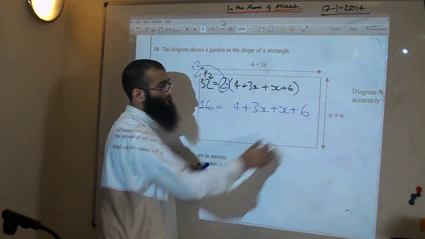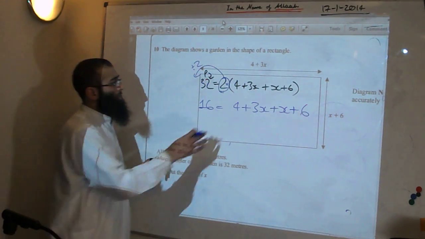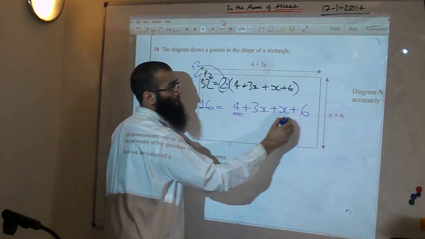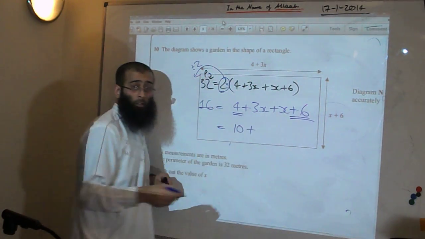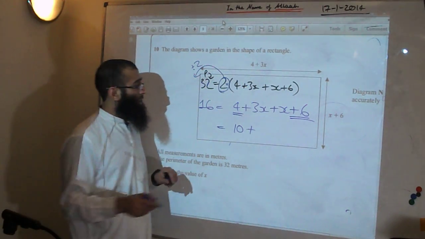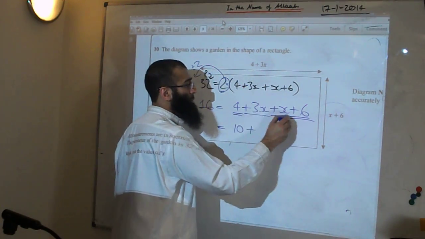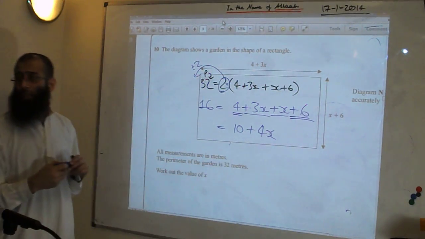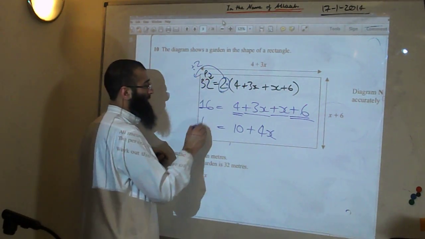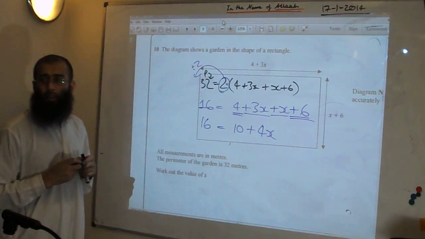Now we need to simplify this. Okay. So Samia, we have 4, add 6. 10. Mashallah, that's good. Okay. Right, next with Taba, we have 3x and plus x. That gives us 4x. Plus 4x. Excellent, lovely. Let's just copy down.